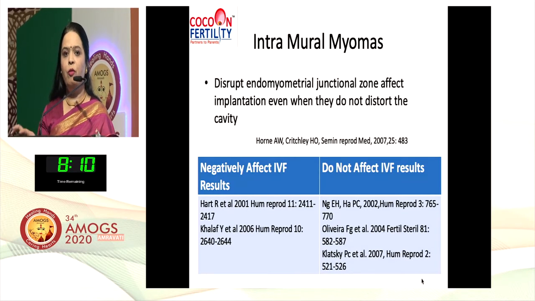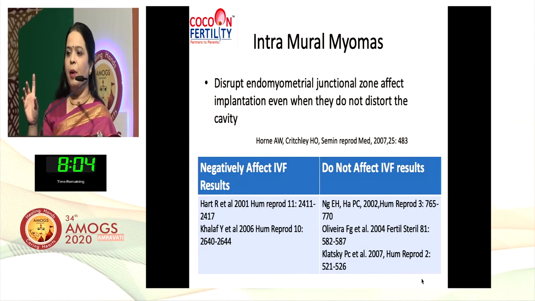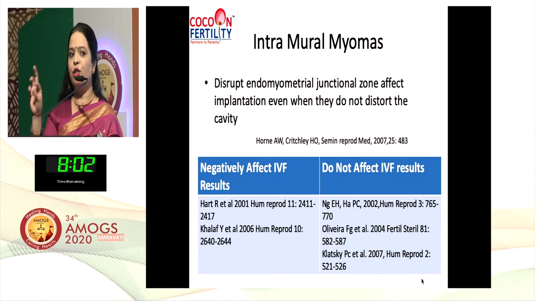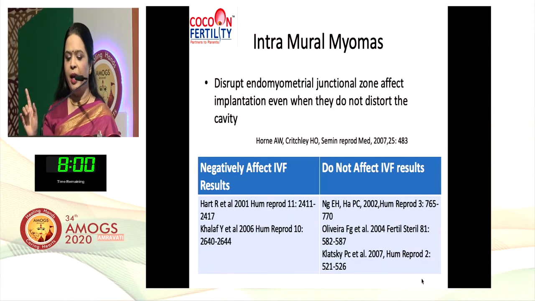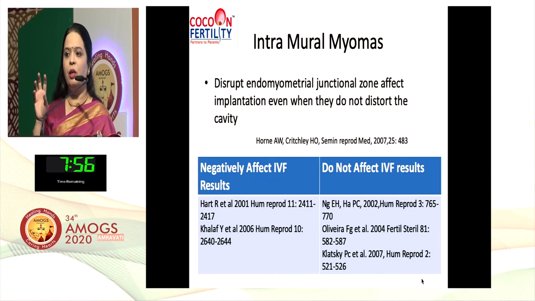With intramural fibroids, especially if they are in the endomyometrial junctional zone, and this is your most important zone, depending on where the fibroid is in relation to this zone, your treatments will get decided depending on that. Even when they do not distort the cavity.